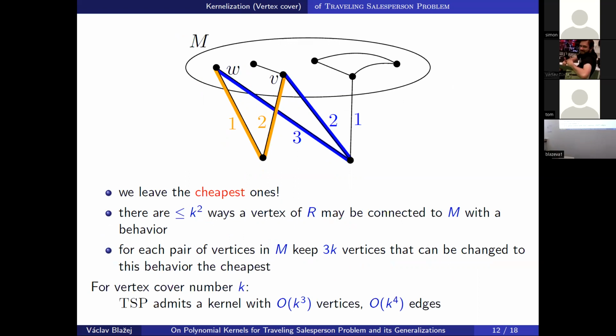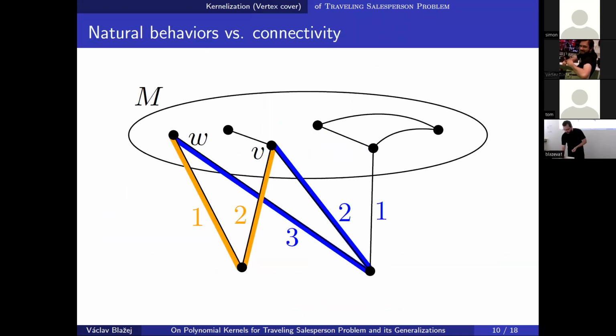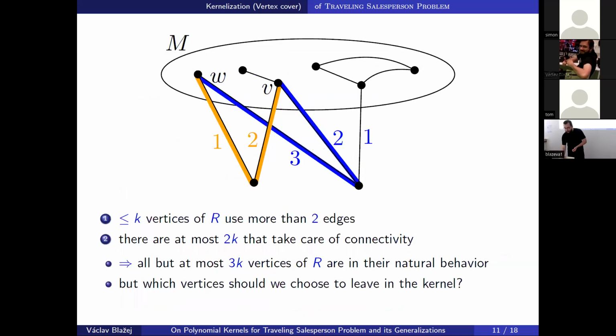So I guess now it's a good time for any questions. And maybe I wasn't clear in some part. Can you go back? This one. Can you remind me why does play number one work? Play number one, right? It's the at most k vertices where k is the budget of R is more than 2 edges.